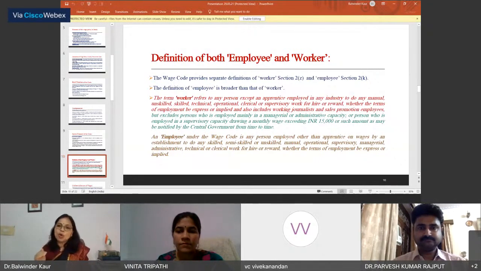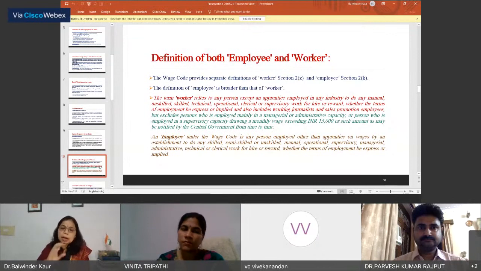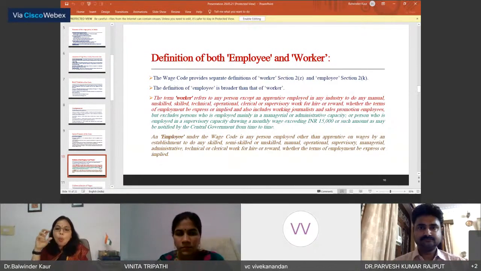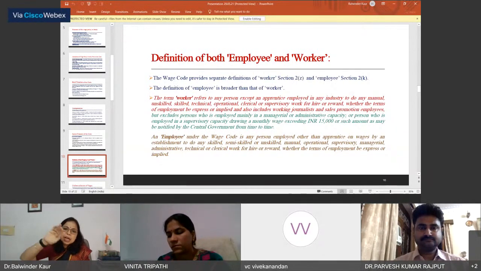Now, when we see the definition of employee, why are there two definitions, employee and worker? Now for the Code on Wages, take an example: administrative staff or managerial staff would be considered as an employee. So employees would be under the definition of worker only those who are involved in manual, unskilled, skilled, technical, operational, clerical, or supervisory work. And if a person is involved in supervisory work and is drawing more than 15,000 rupees, he would be excluded from the definition of a worker.